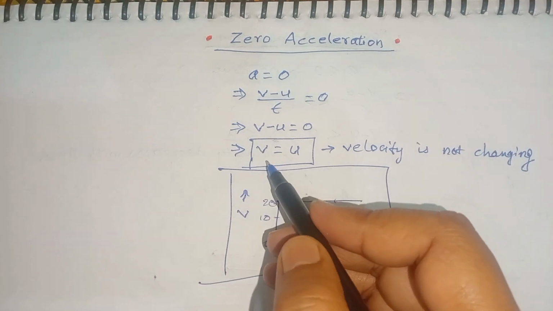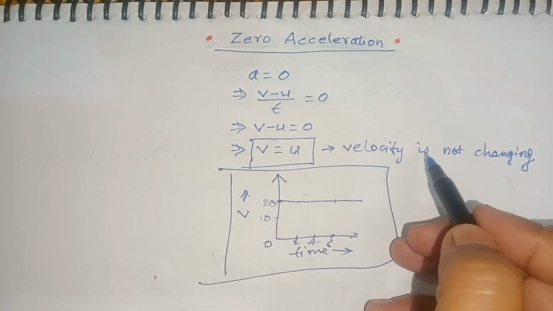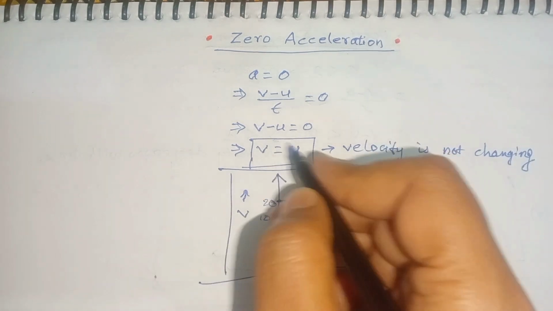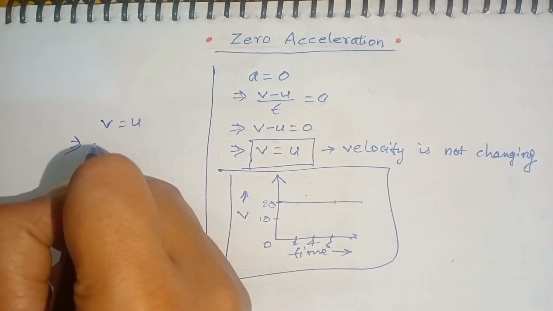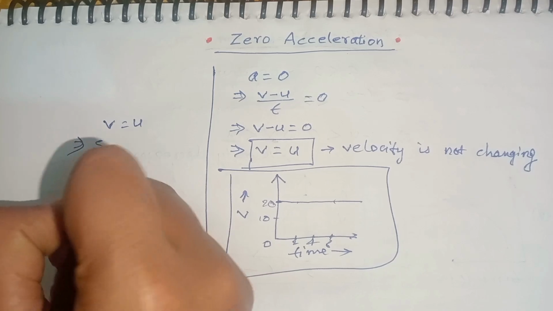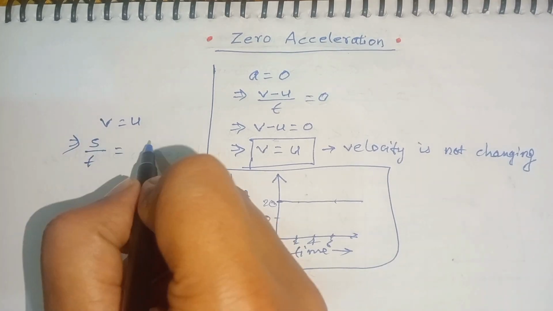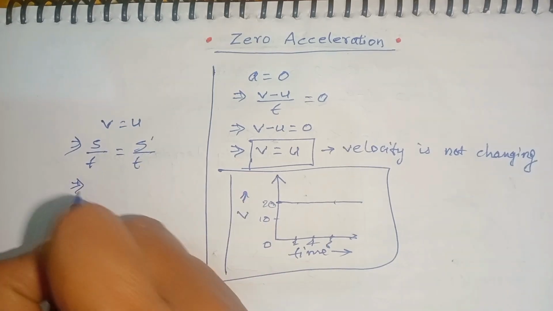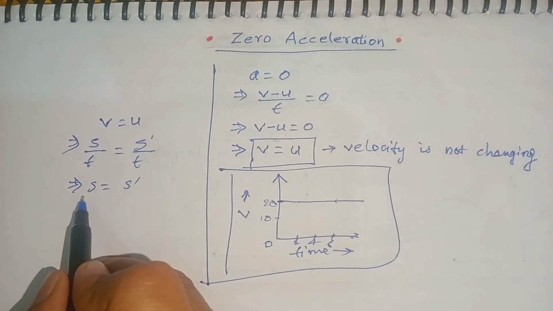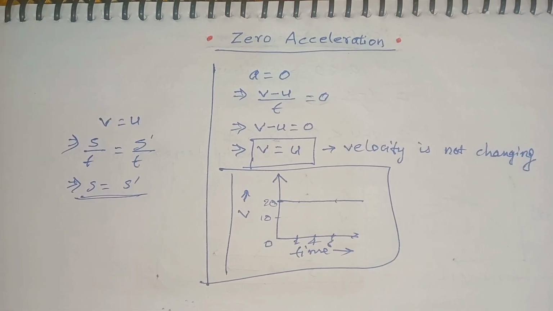And if velocity is not changing, it means what? We can further elaborate this in this way. v equals u. It means what? Final velocity is distance by time, or displacement by time. So the distances covered are also not changing. It means that the body is moving in such a way that it covers equal distance in equal time. Then the object is said to have zero acceleration.